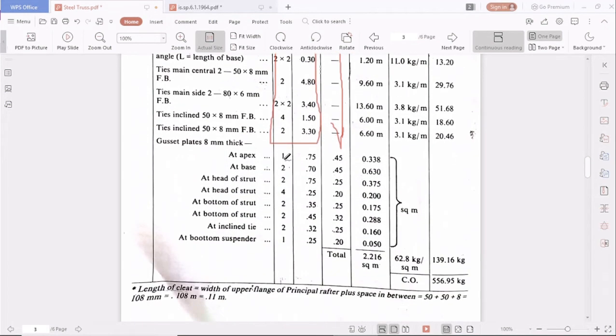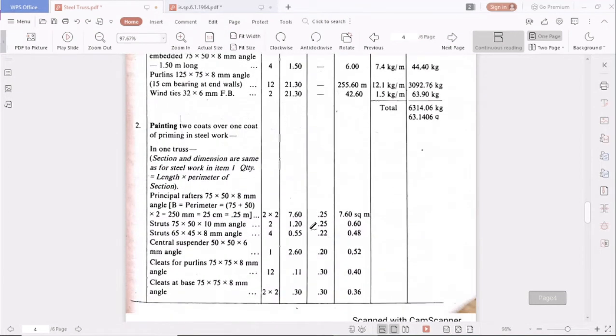For the gusset plate, almost all the items are the same here, but we will add into 2 for the numbers, because for painting there will be two plates. If the gusset plate is like this, this is one plate and the backside is another face. So two plates of the gusset plate, and we will multiply all the items by 2 and take the square meters calculation. I'll tell you when I come there. So we'll do the painting work.